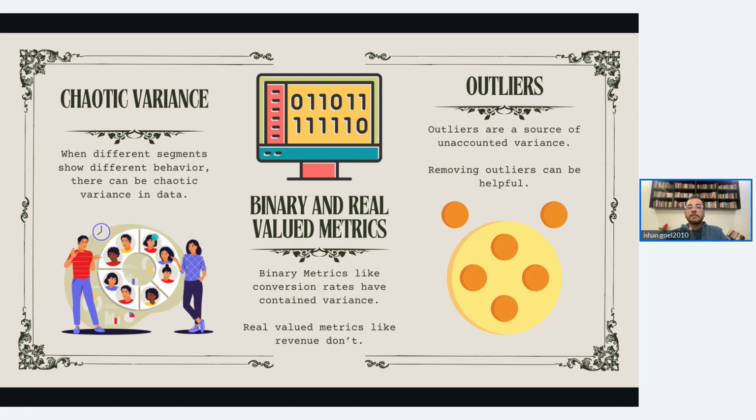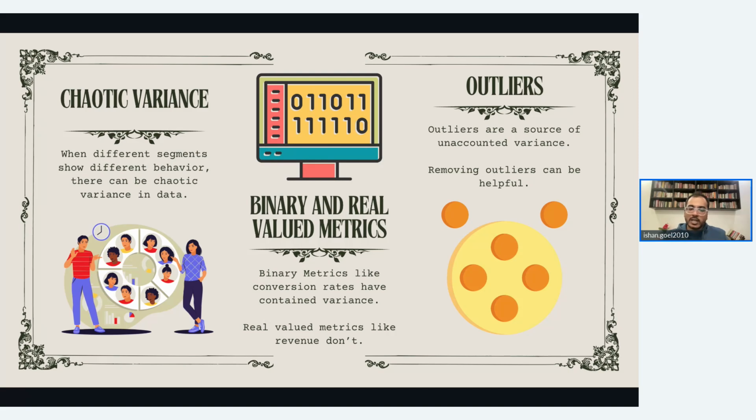Great. So if you suspect your metrics have a lot of outliers, a lot of segments having different behaviors, and your variance is such that your sample sizes are very large, and you expect your false positive rate to also be breached due to this chaotic variance, one thing that you can do is replace your real valued metric with a binary metric.